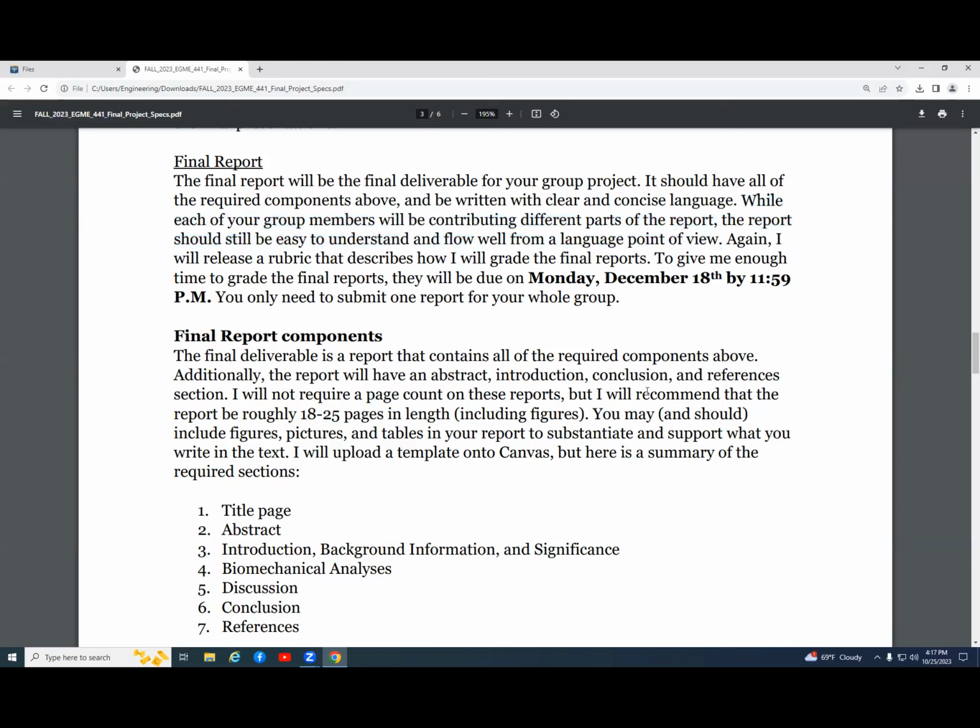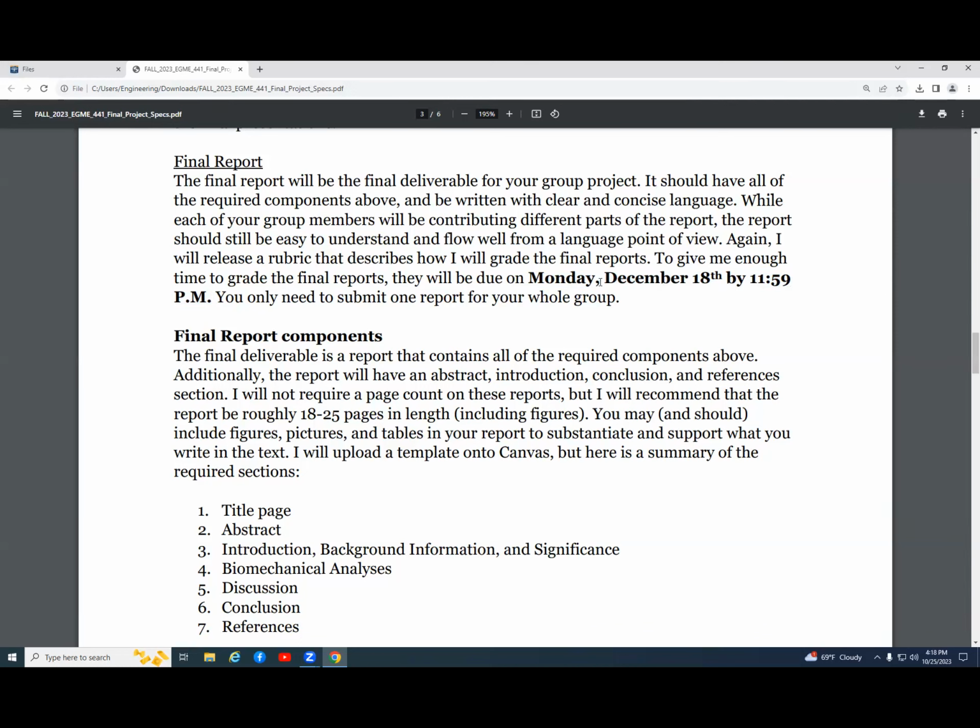All right. So just like the final presentation, I'm going to release a rubric. The rubric's not going to change too much from last year, and so I just need to upload it, just make some small changes. Okay. And the final due date for everything. So for the final report, that's the last thing you're going to turn in. That's going to be due on Monday, December 18th.